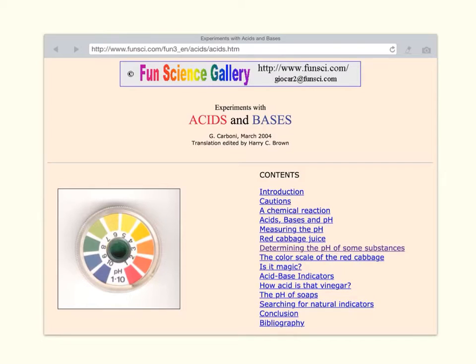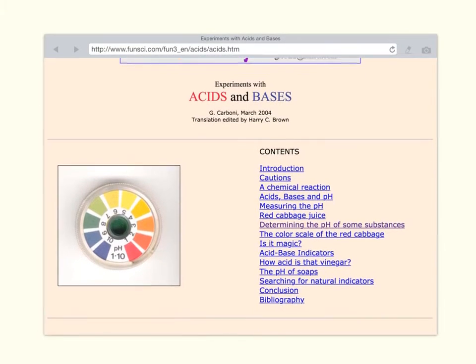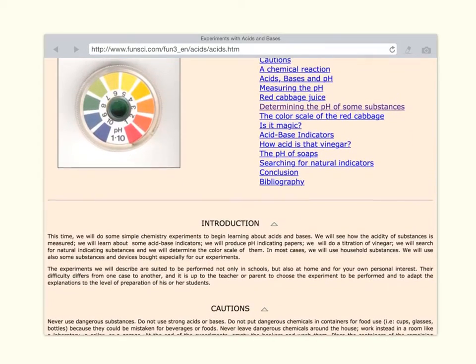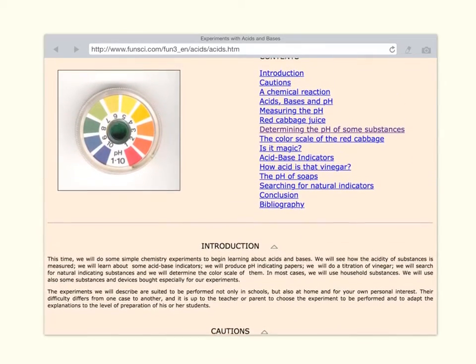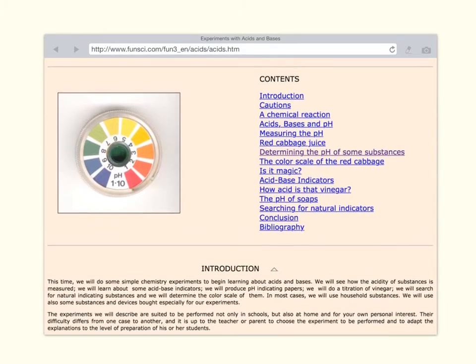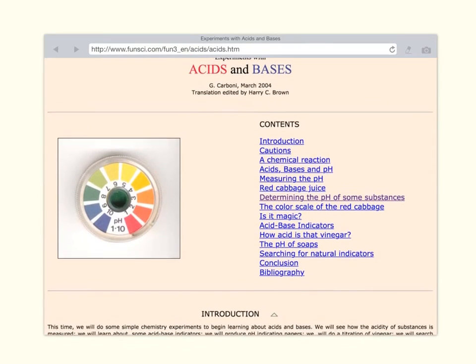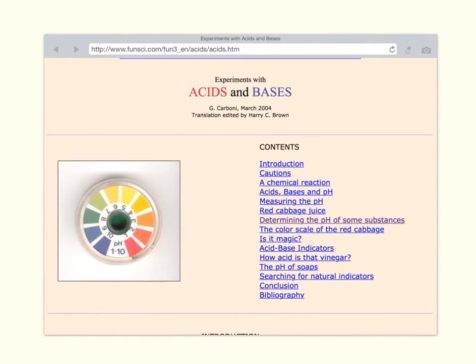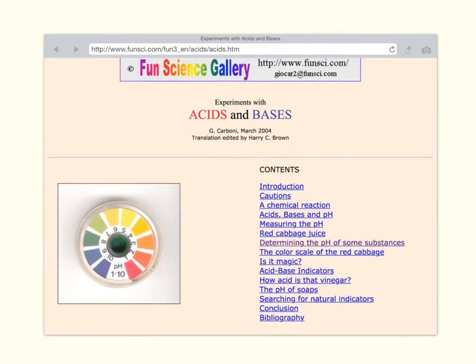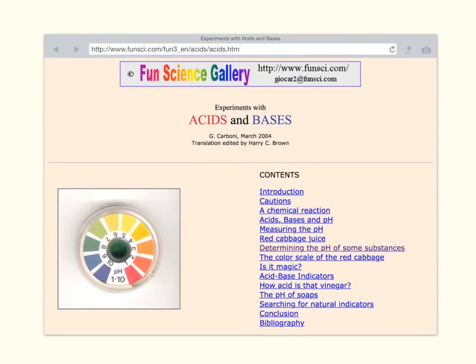This is a website called Fun Science Gallery, and it has a discussion on acids, bases, and pH. You guys can take a look at this website here, and you can see it goes through chemical reactions, acids, bases, and measuring pH, and we will be talking about all of this in lab, how to determine the pH of some substances. So visit this website and take a look at some of that if you have some time.